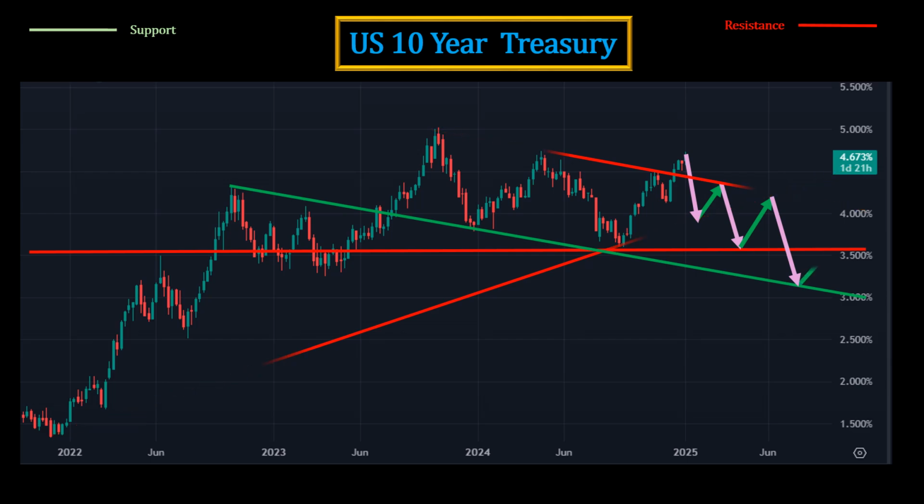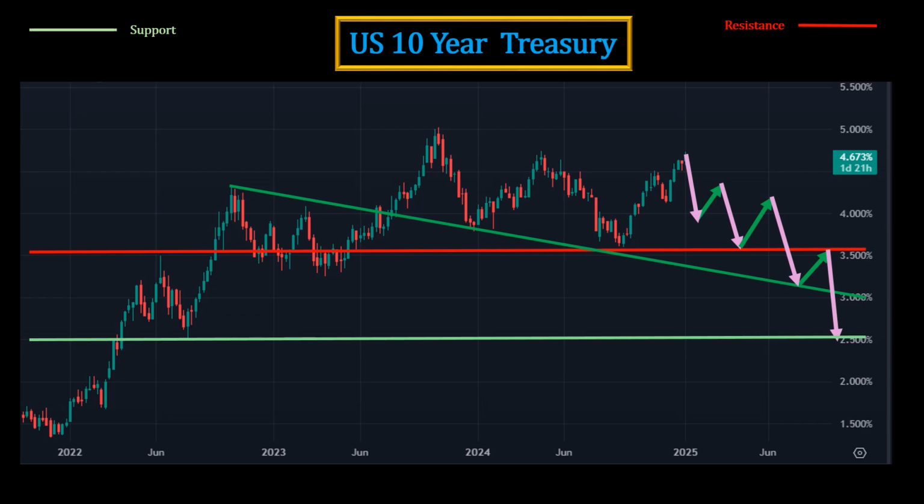So price goes back up there again, and the bears finally will step in to drag the price down all the way to 2.5. So this is the bearish scenario for the 10-year Treasury. Right, we have strong support there, so price will stop right there.